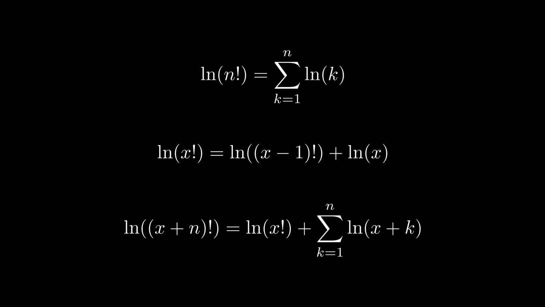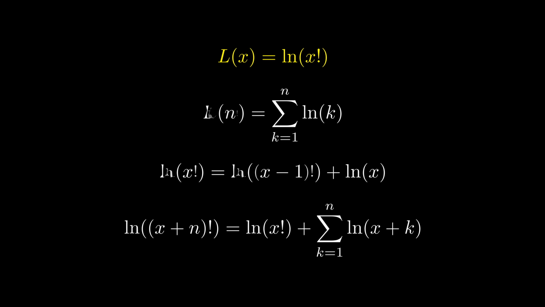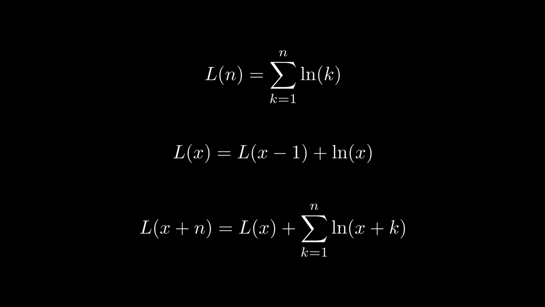Since these all describe the log of n factorial, I'll call the log of n factorial capital L of n, just to clean up our equations a bit. So here's the goal. We'll try to find a way to extend capital L of n, and then we'll be able to exponentiate it, which will undo the logarithm and leave us with the factorials.